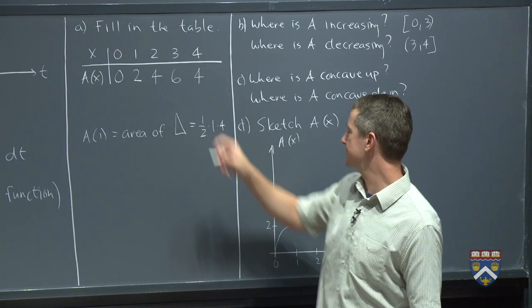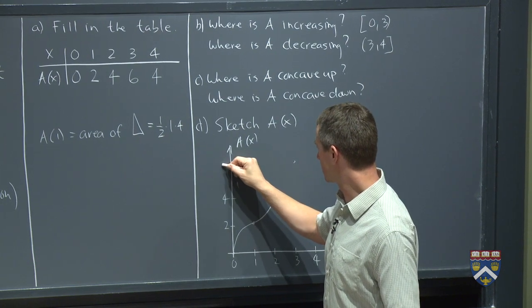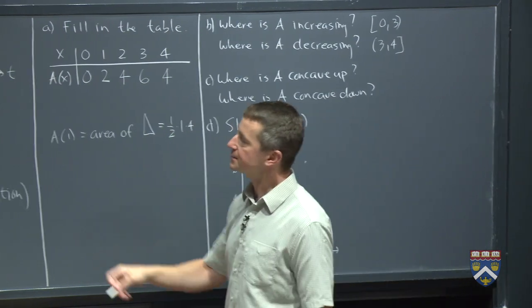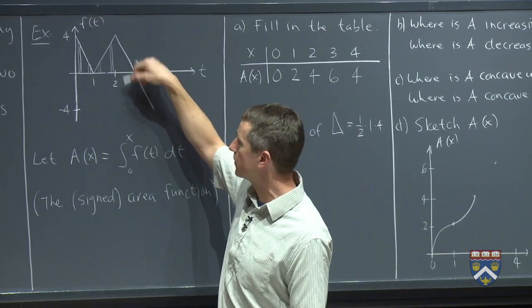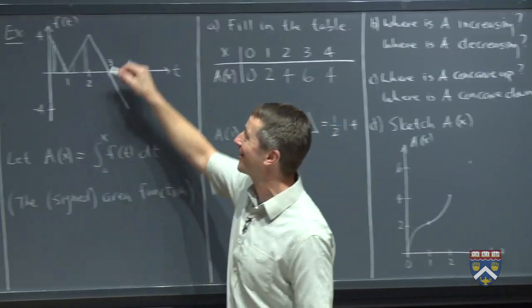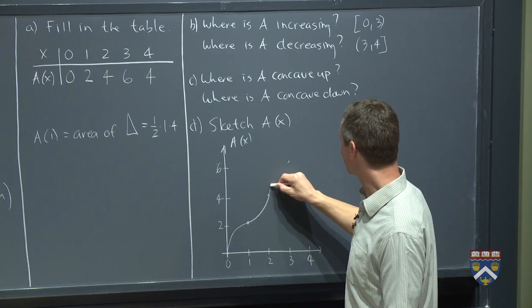We need to get to 3, 6. But this graph from 2 to 3 is exactly the same as from 0 to 1. So we're accumulating area rapidly at the start, slowly at the end. So that's another concave down one.